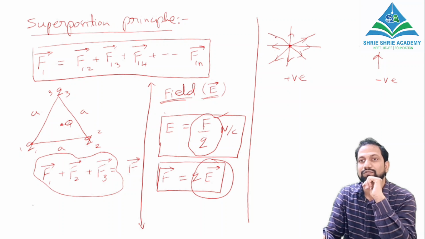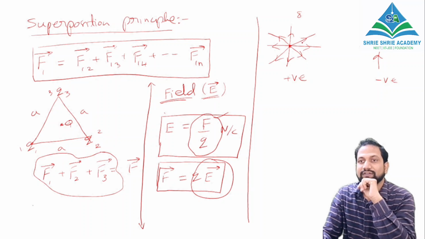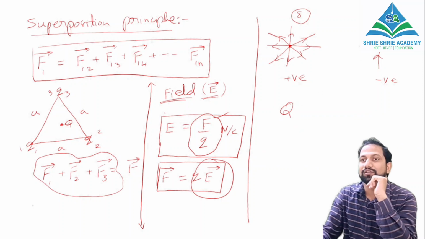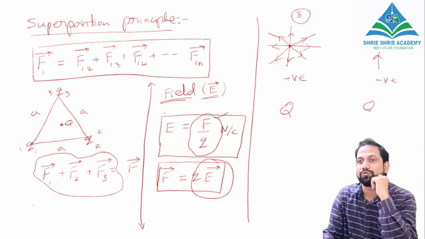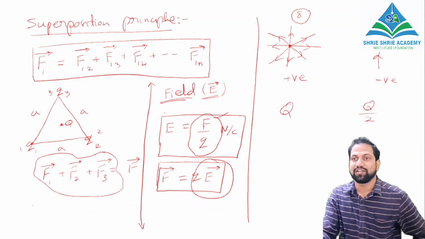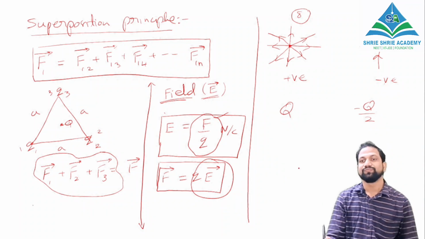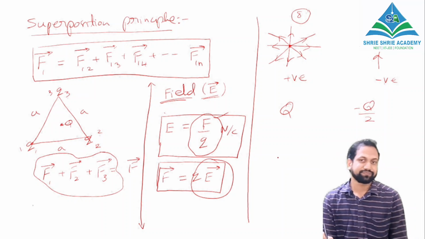For example, if you consider this is 8 lines here and here only 4, and here diverging, so positive, converging, so negative. Since here 8 lines are there, it is going to be say capital Q, and here only 4, then it is Q by 2. Why am I taking 2? Because 4 is half of the 8. So the magnitude of the negative charge here is half of the positive charge. I hope you got it.